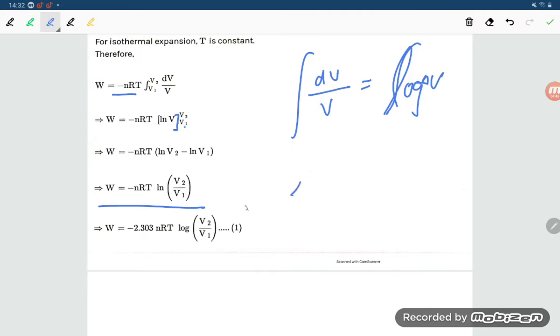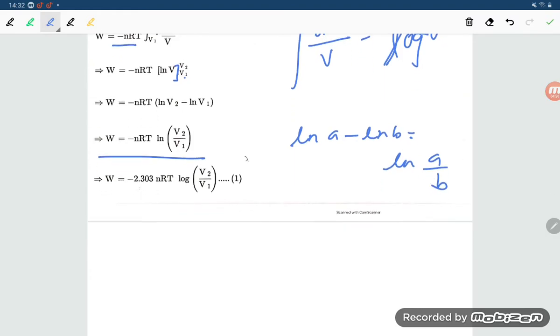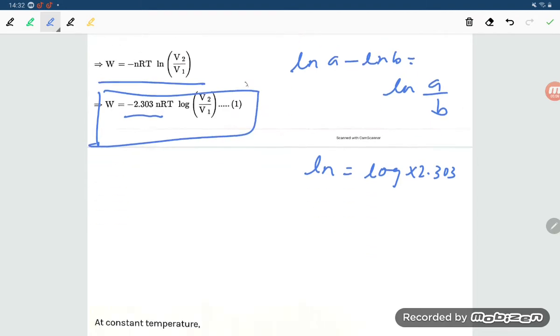So that is simple, ln a minus ln b is equal to what, student? That is ln a by b, simple formula. So if you are converting ln into log, you multiply by 2.303. So here the conversion factor gives minus 2.303 nRT log V2 upon V1. That is the first work done.